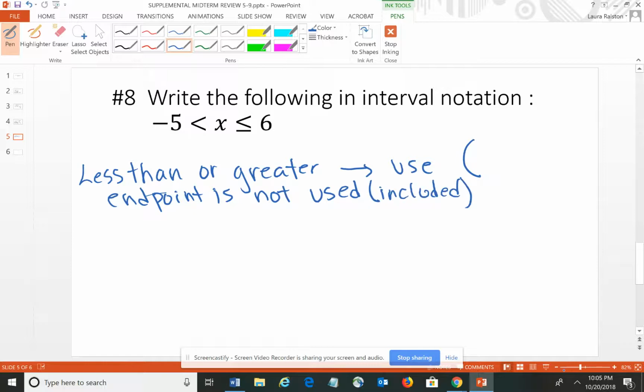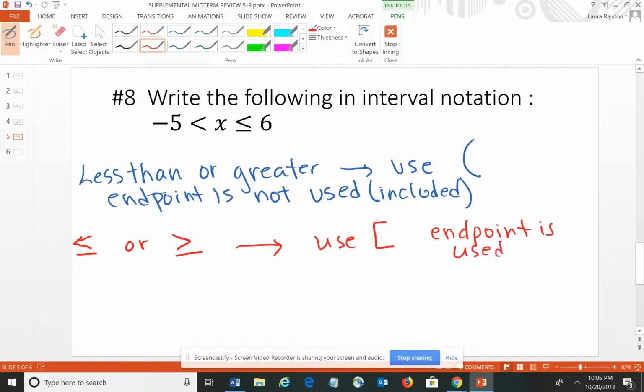But if you have less than or equal or greater than or equal, then you use a bracket because the endpoint is used or included in the answer. So there is a difference between whether you include it or you don't.